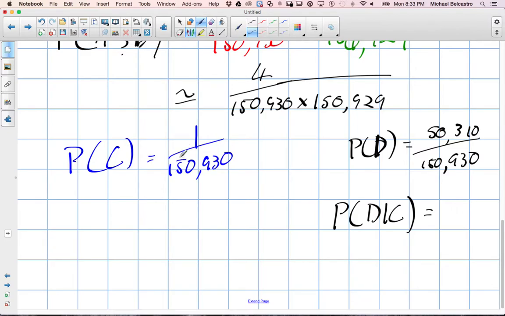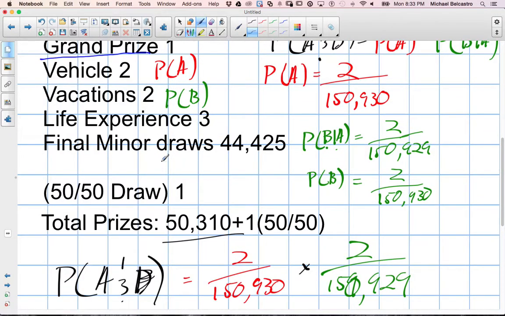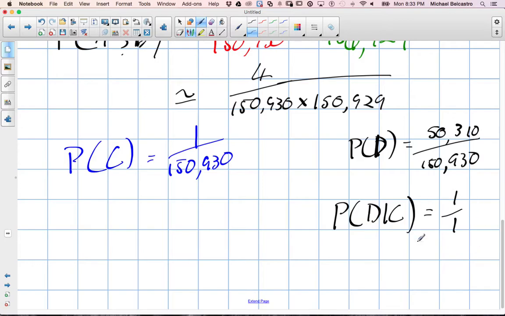Close. You're thinking in the right idea. The idea that you've already won the prize. So technically it's 1 in 1 or 100%. You've already actually won the prize. So it completely changed everything here. Because this D wasn't the probability of winning a different type of prize. It was just winning any prize in general. So that really changed this, where the order technically becomes important.